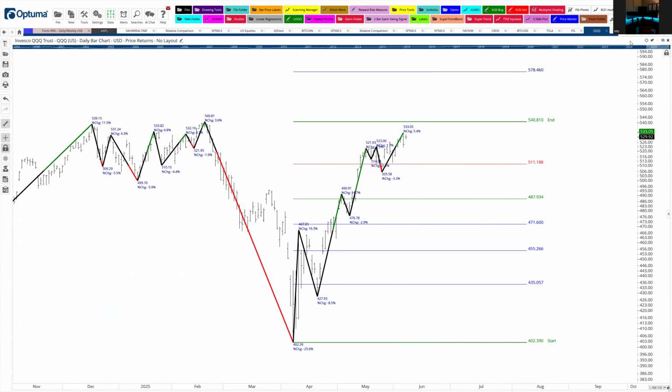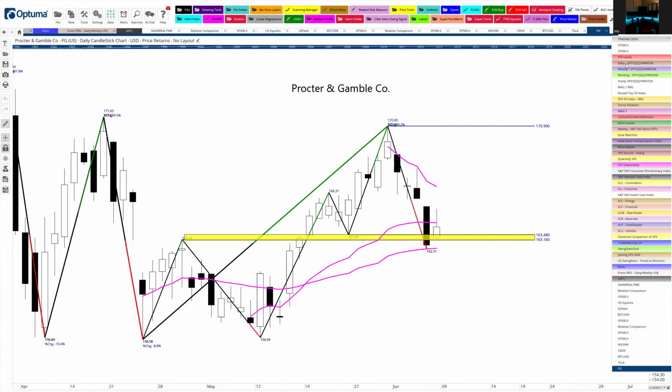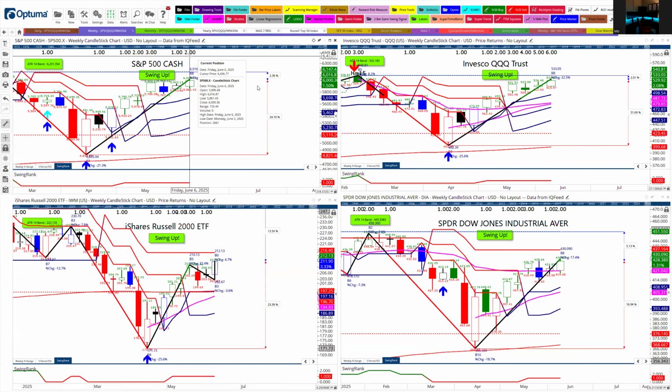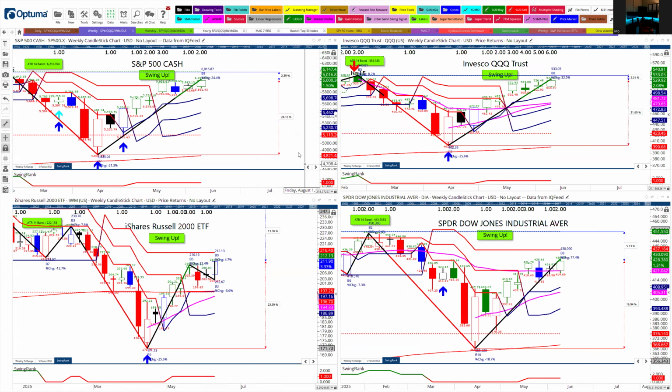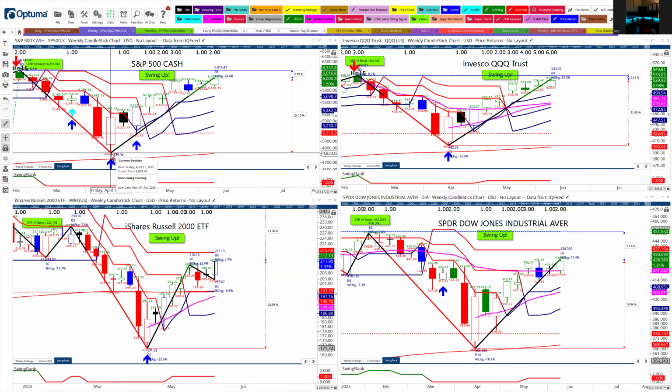So let's look at a few things here. Now, if we look at the daily time frame, let's go to the weekly first. Look at the weekly time frame here. So we put a low here.